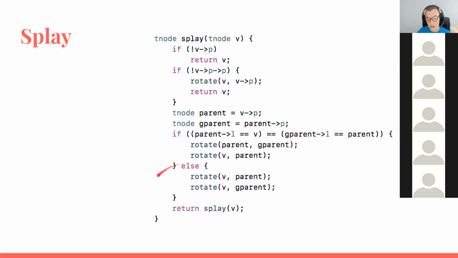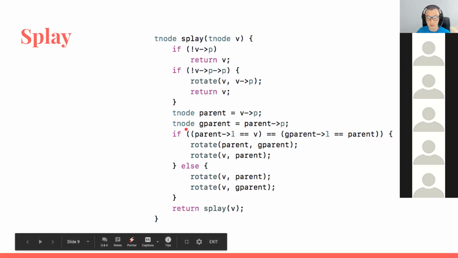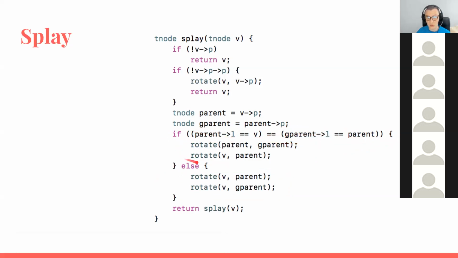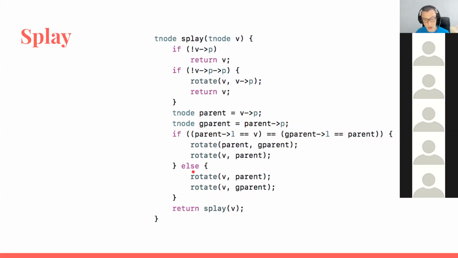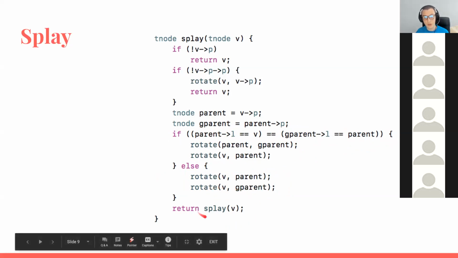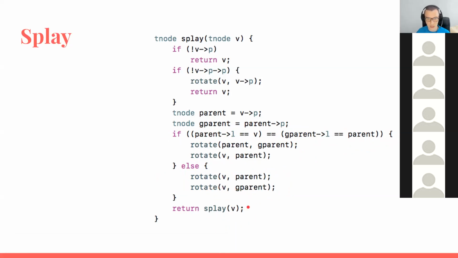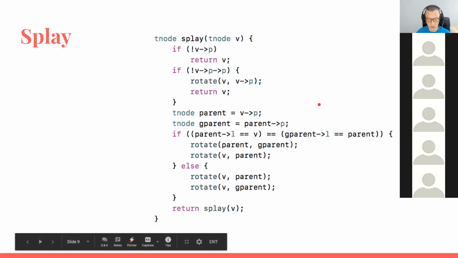If they are equal, we will do zig-zig. If they are different, we will do zig-zag. And after we do that, we will splay again until we reach the root. Okay, any questions about that?